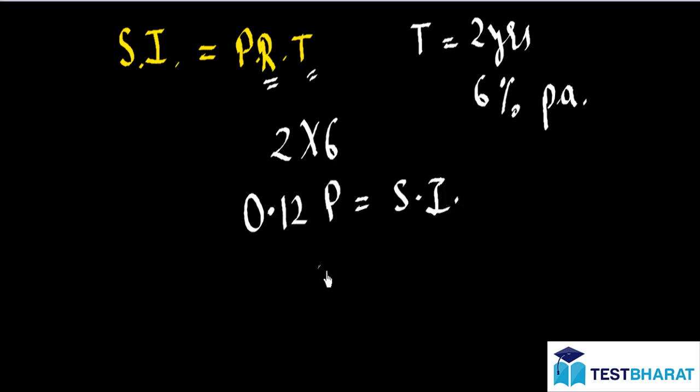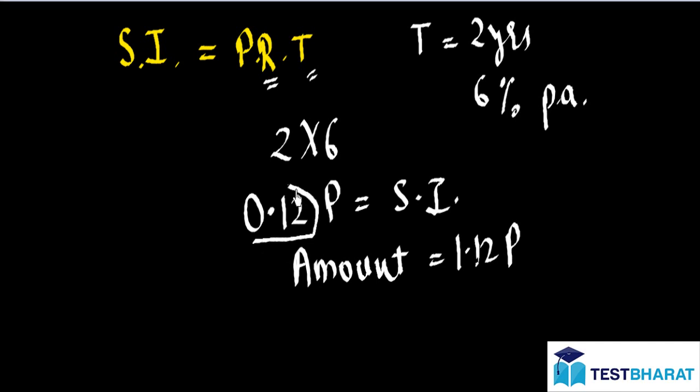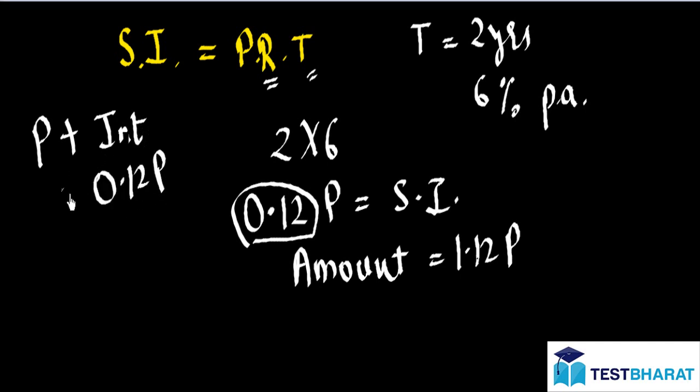So in the question, if the amount is asked, that is how much amount will I get after 2 years, then the amount will be nothing but 1.12P. So whenever you calculate the interest, just add 1 to it to get the amount. Why are we adding 1 to it? Because P plus interest is what you will get, that is the amount, and interest is 0.12P. So P plus 0.12P is 1.12P. Here it is.